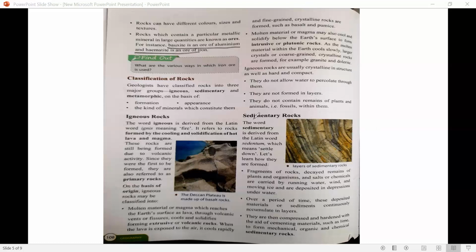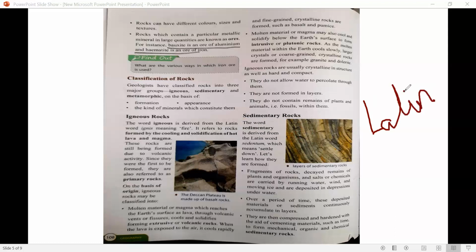Now let's take a look at the sedimentary rocks. I have taken a color which is a little bit matching to sedimentary rocks. Let's see what sedimentary rocks are. The word sedimentary is derived from the Latin word sedimentum. I had written the wrong spelling of Latin before, so Latin is like this.